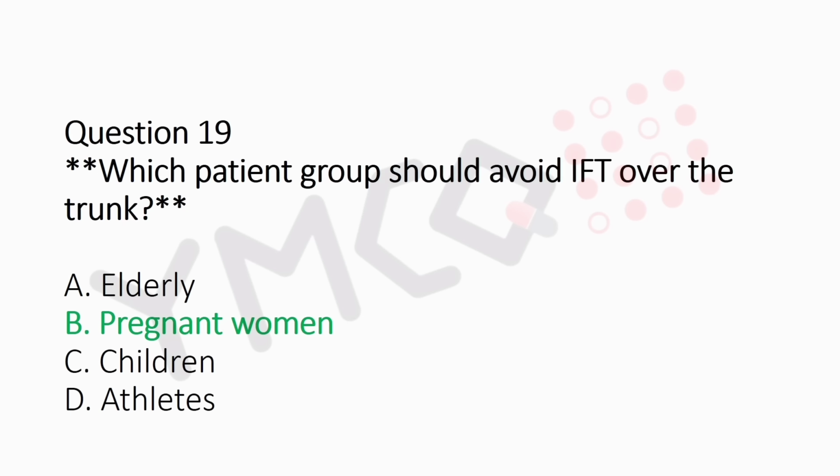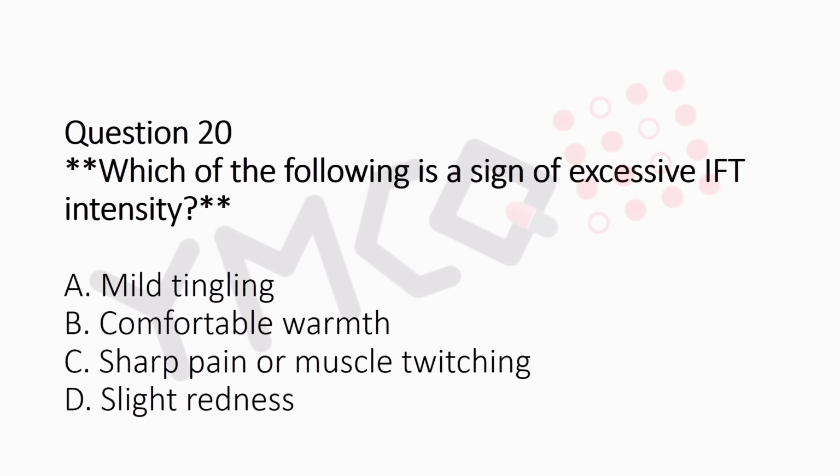Now let's move to question number 20. Which of the following is a sign of excessive IFT intensity? Option A, mild tingling. Option B, comfortable warmth. Option C, sharp pain or muscle twitching. Option D, slight redness. And the answer is option C, sharp pain or muscle twitching.